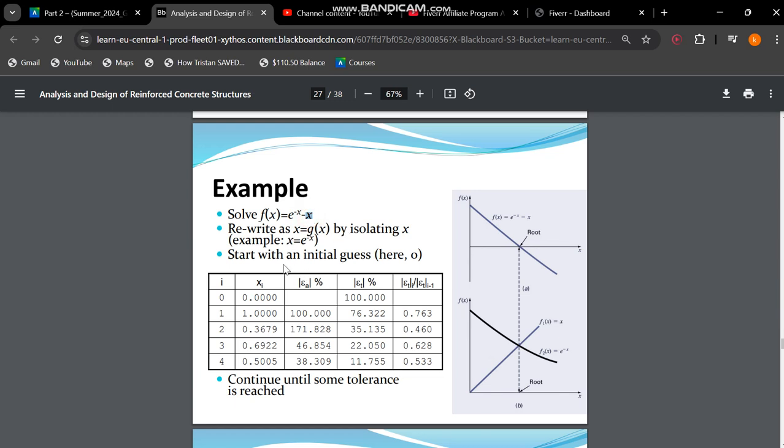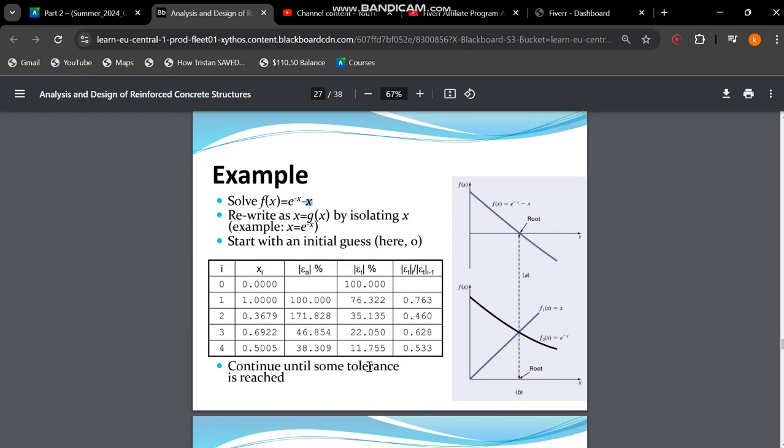Once you do this, the initial guess here is 0. So you put 0 here. e to the power 0 is what? 1. Then that's your answer. Then you take this answer and put it back in. e to the power 1 is what? 0.3679. e to the power 0.3679 is what? 0.69222. And you keep putting the answers back in until you get a low error. Your error has decreased below the stopping criteria, and then you can stop the iterations. In this case we stopped at 0.55, but you can continue until some tolerance is reached, so some error has been reached.